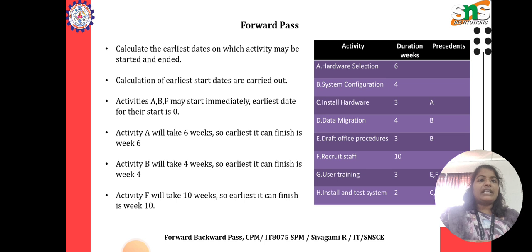Okay. Activities A, B, and F may start immediately. Earliest date for the start is 0. Activity A will take 6 weeks, so the earliest it can finish is week 6. Activity B will take 4 weeks, so the earliest it can finish is week 4. Activity F will take 10 weeks, so the earliest it can finish is week 10.